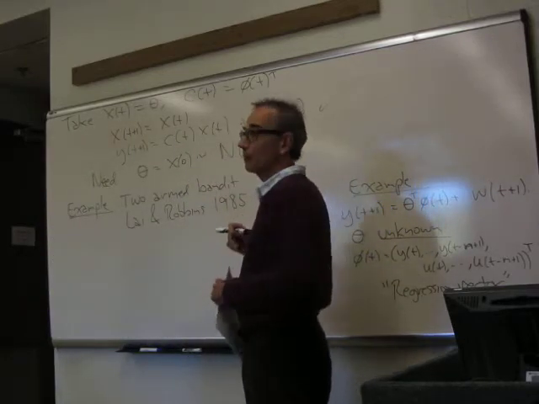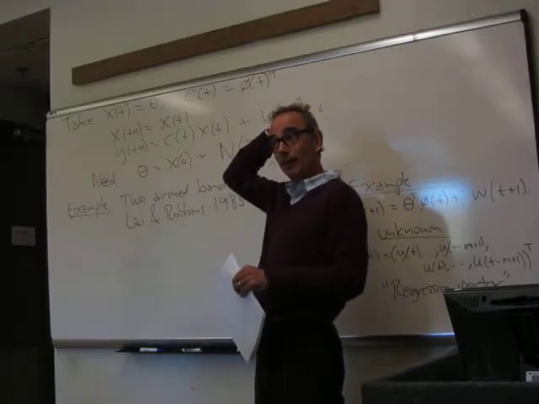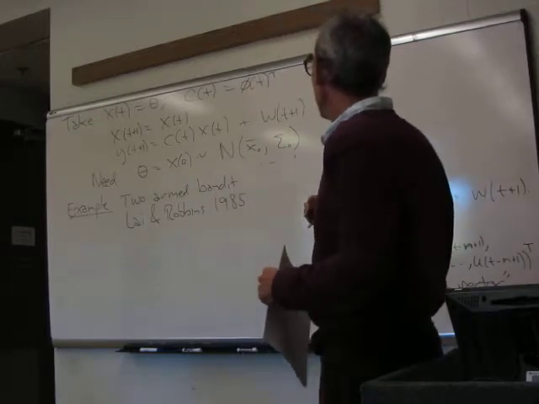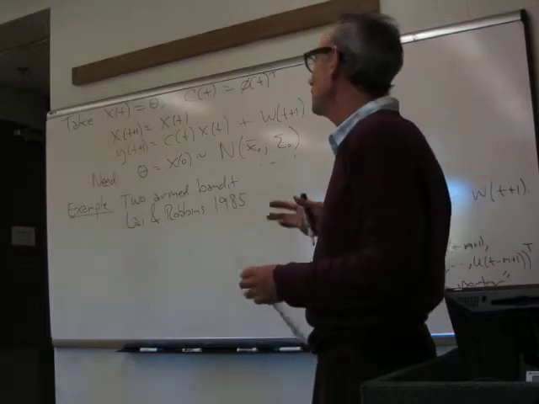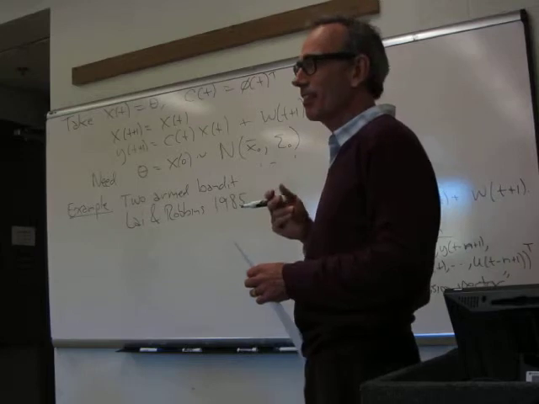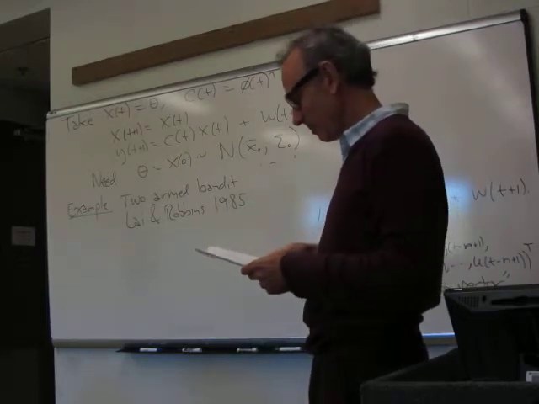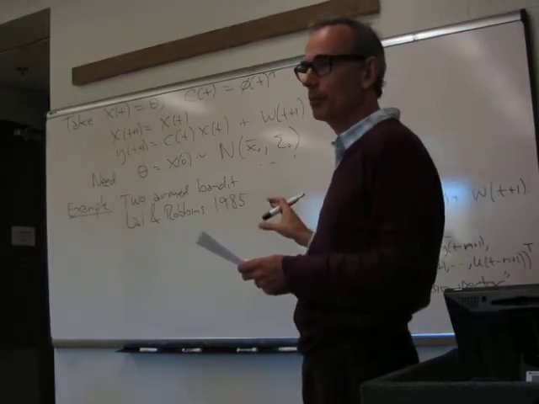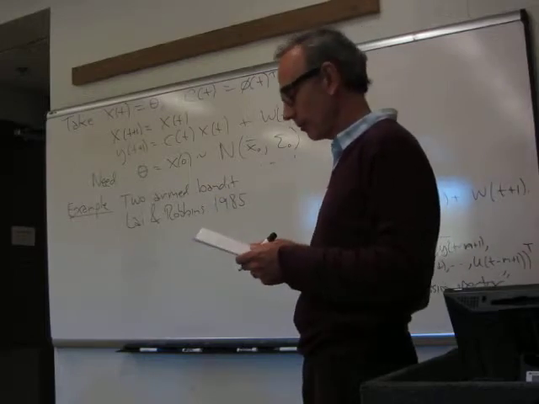This work was sort of solved by Lai and Robbins in 85, and Lai's still a genius at Stanford. It's absolutely amazing, amazing person. And it's just a slot machine problem. It's different than a normal slot machine, because the slot machines are different, and on some you could actually make some money, and on others you can't. I'm going to look at a really, really simple version of their problem, much, much more simple than they ever considered.